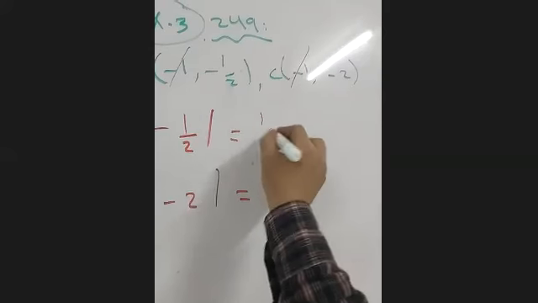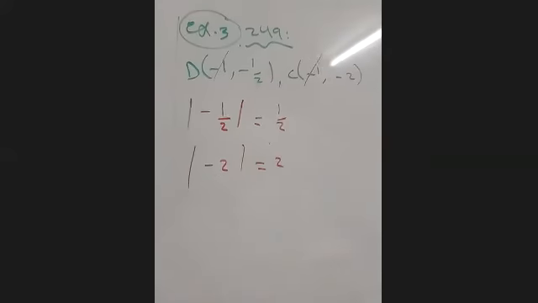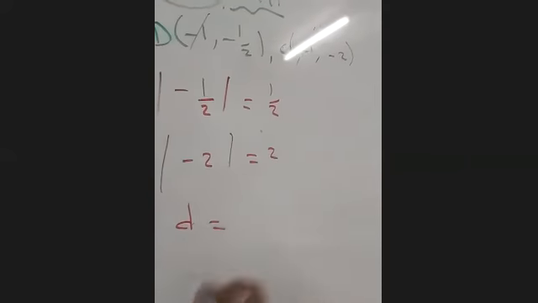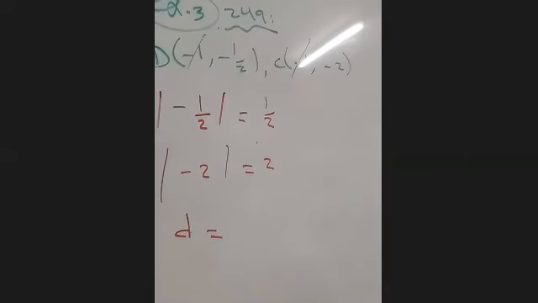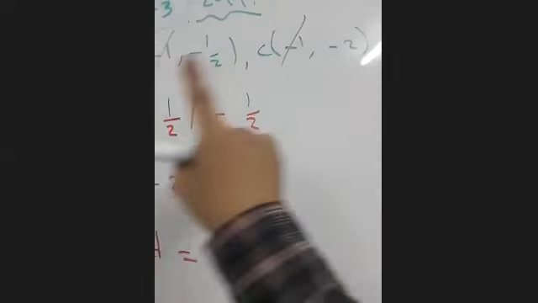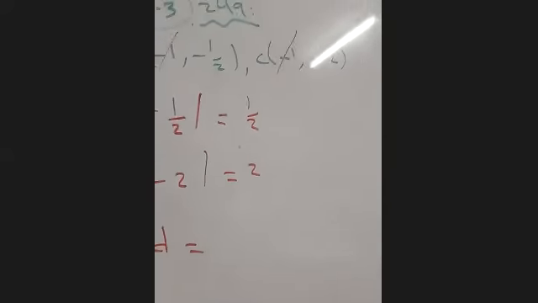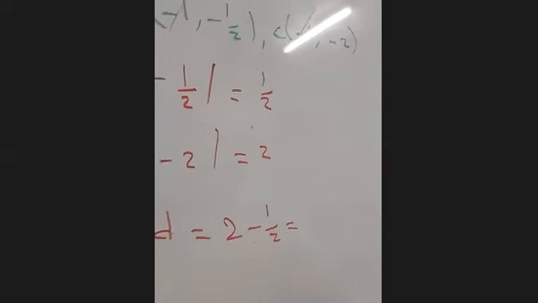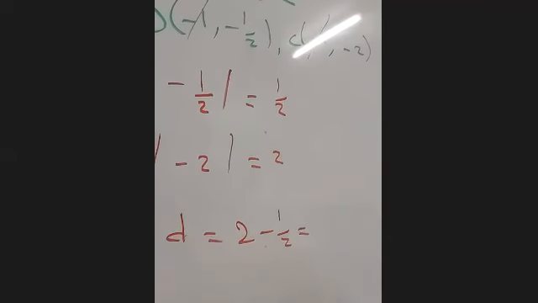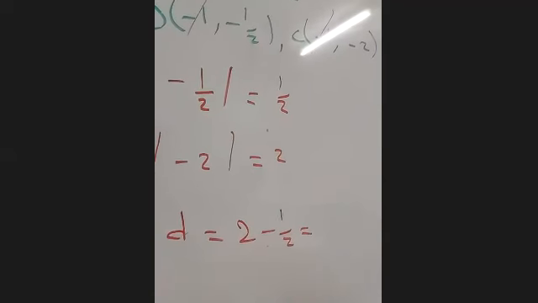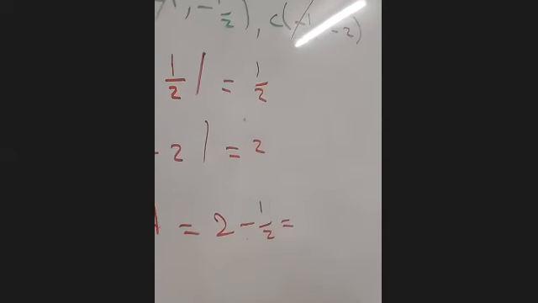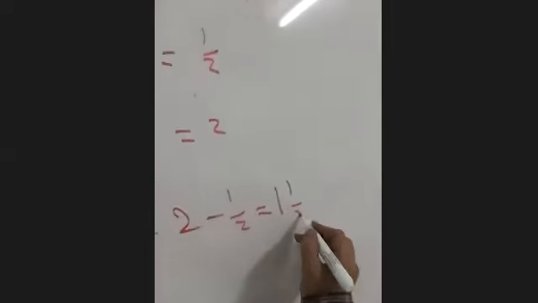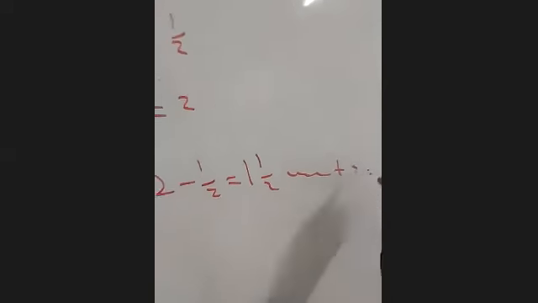Good. The negative 1 over 2 will be positive 1 over 2. Now, what will we do? Add or subtract? We will subtract, because they are both negative. 2 minus half equals one and a half. Similar to the first example.